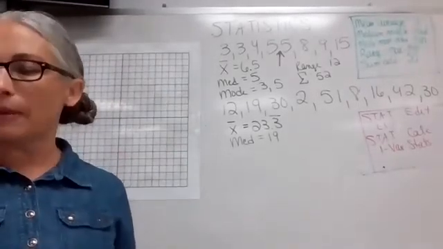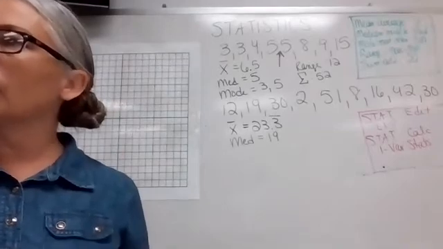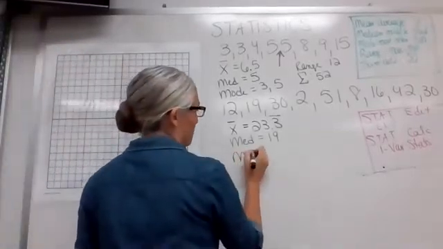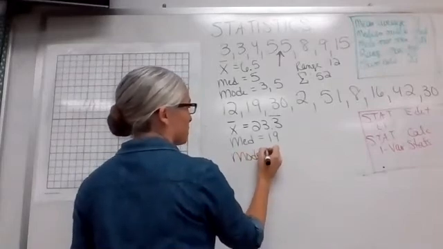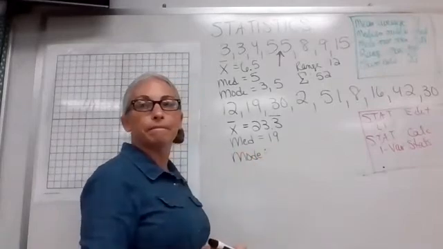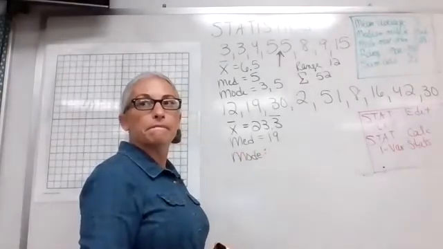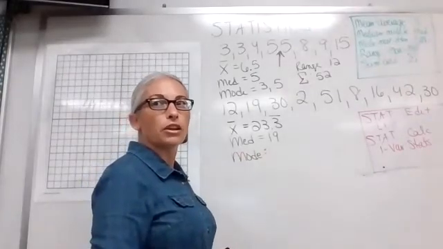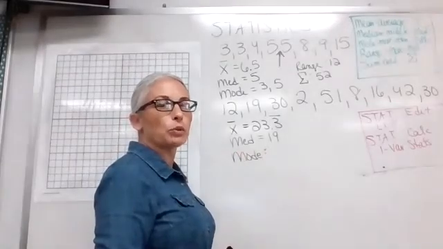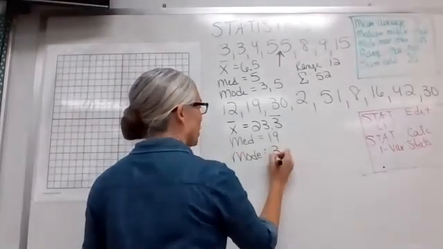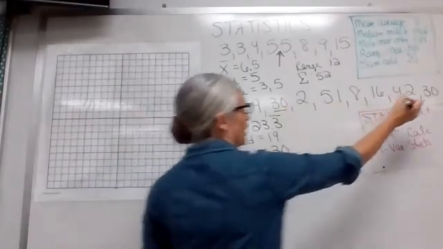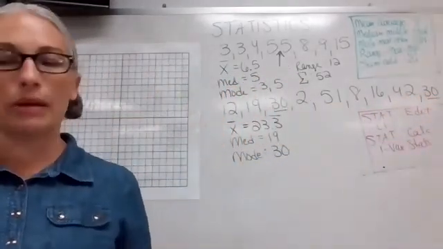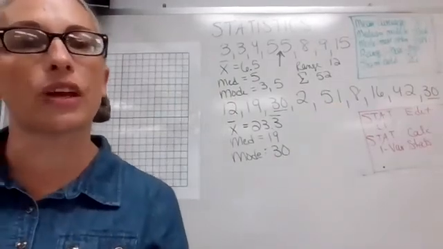Mode. Leah, did you get the mode? There's one mode, and what is it? Which number is repeated? You don't see it? Dominic, which number was repeated? 30. 30 was right here and right here. Again, if they're not in order, it's going to be a little bit trickier to find those types of things.